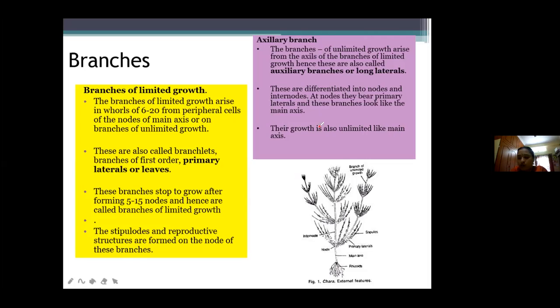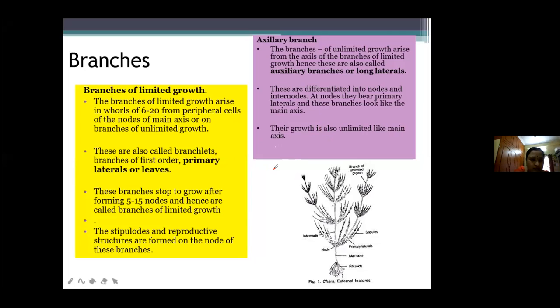These are the branches, how many branches are there, what is the node, what is the internode, which one is the branching with limited growth, which one is the unlimited growth. These are completed. Did you understand, girls, this one? Yes, ma'am. Okay. Next slide on reproduction, just the time is running out.